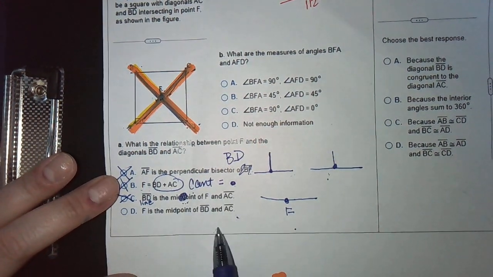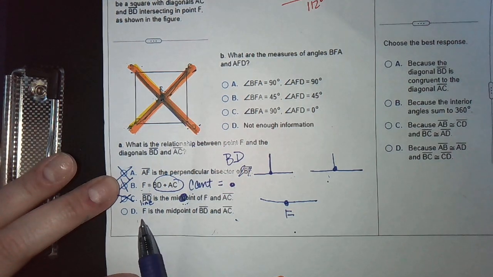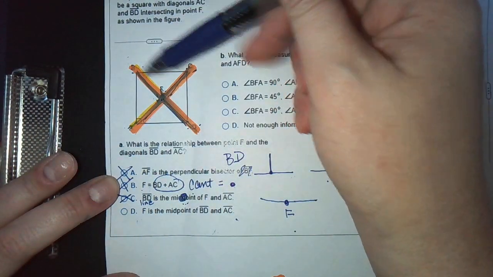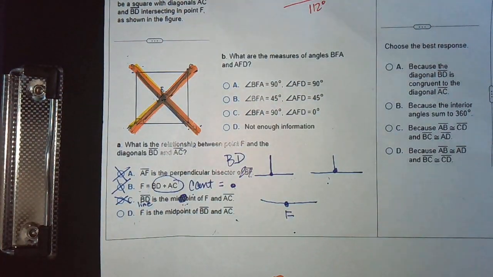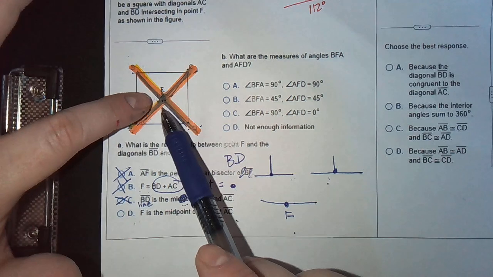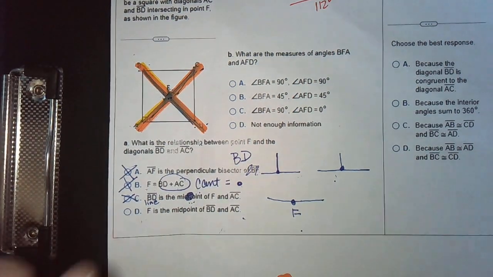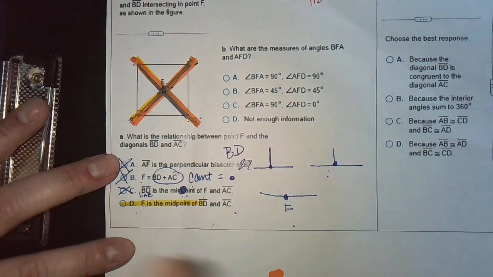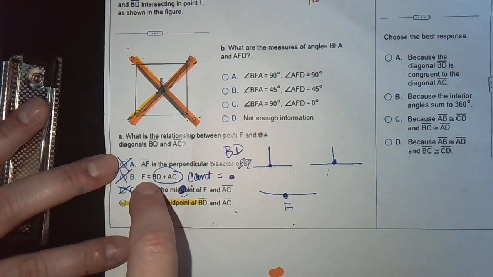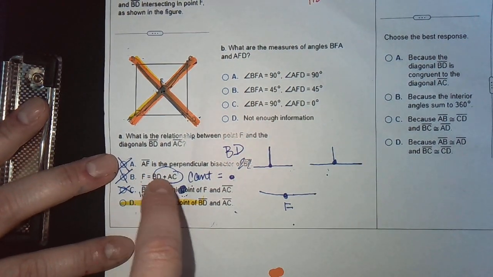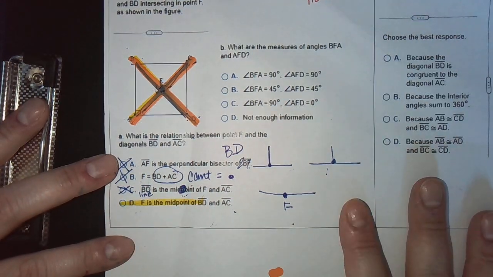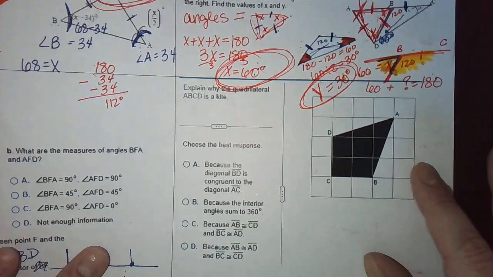D says F is the midpoint. That sounds right because F is a point of BD and AC. Yep, good. So the F is a midpoint, so you have to choose the word that says F is a midpoint. And we can't choose B because B is saying that the point is equal to two sides added together. That's not cool. Okay, last sucker.